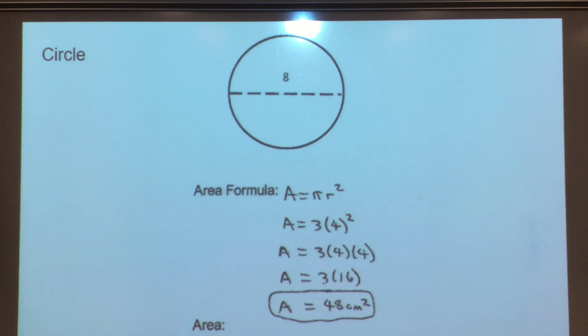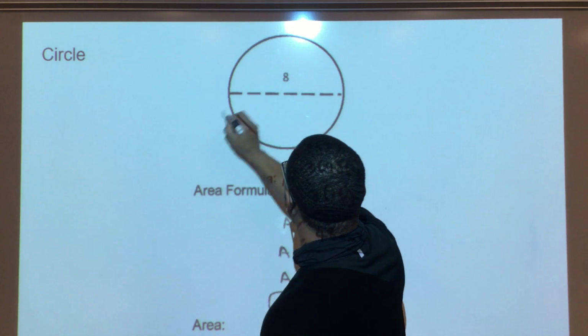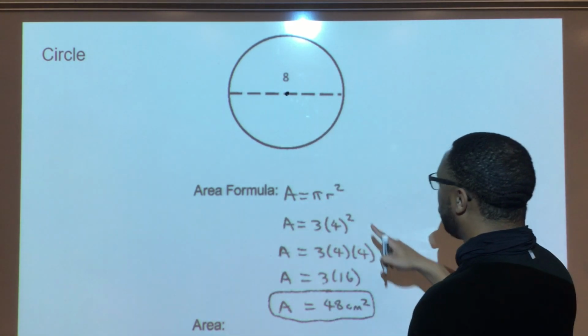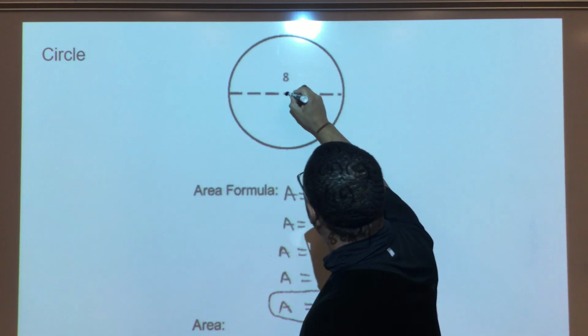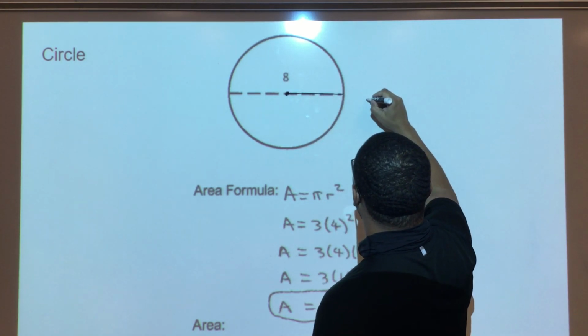Now, this is a figure that we're familiar with because we just finished talking about it in depth, the circle. How do you find the area of a circle? Well, that's area equals pi times radius squared. You will notice here that they gave you the diameter, the distance all the way across. To find the circle radius, the radius is half of the diameter. So you need to just remember this.